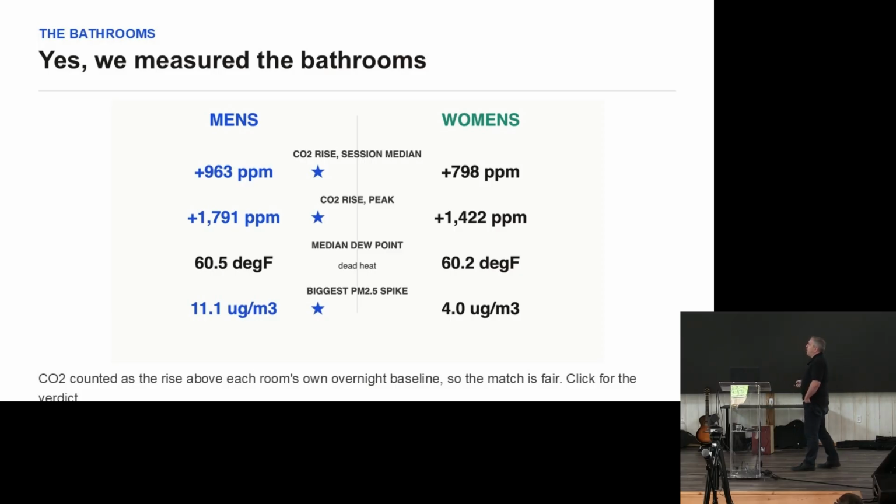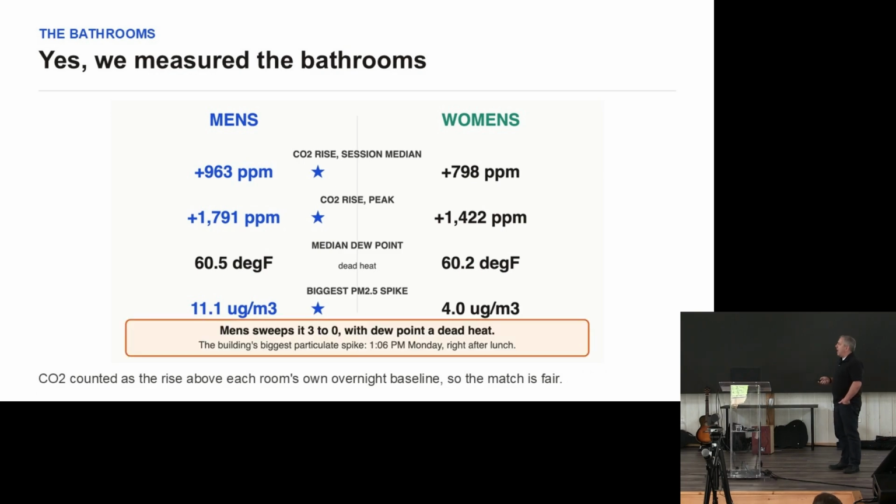CO2 was higher, the CO2 peak was higher, and the biggest PM spike was also higher. Interestingly, Claude said, "Hey, I think they're going to like this." The biggest PM spike was 1:06 p.m. Monday, right after lunch in the men's bathroom. So you can deduce what's going on there. But the men swept at 3-0. You could argue that there's more men here too, so it might not be fair, but my wife would argue that it's men.